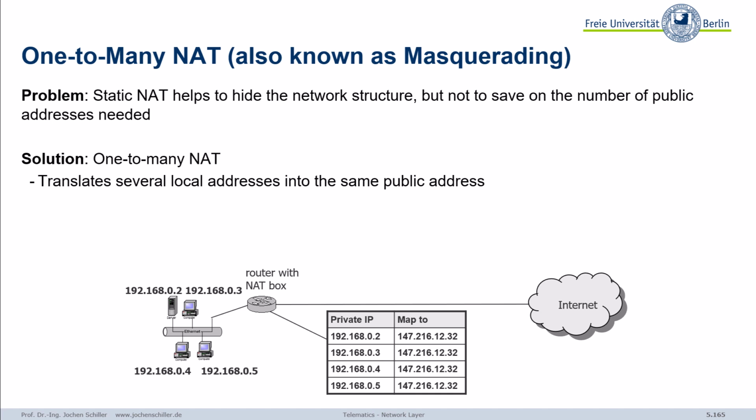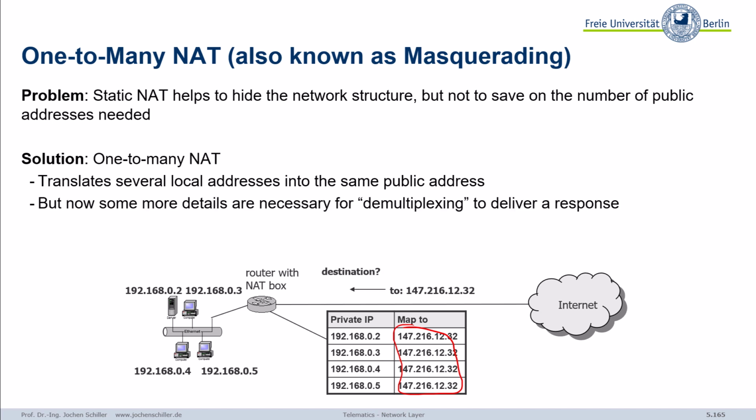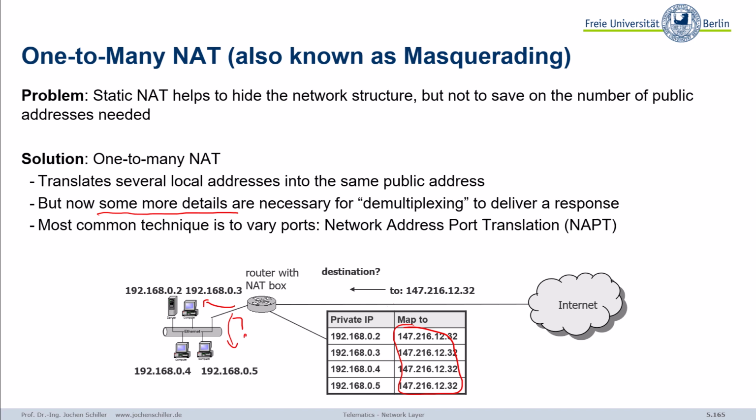Okay, but that's a problem. Sounds nice. So we use the same public address for all the internal machines. But what happens if now a packet arrives at this public address? Okay, so we need some more details for demultiplexing. Demultiplexing means: okay, they all use this IP address, but does this packet now belong to this computer or this computer? And typically, the more details are ports.